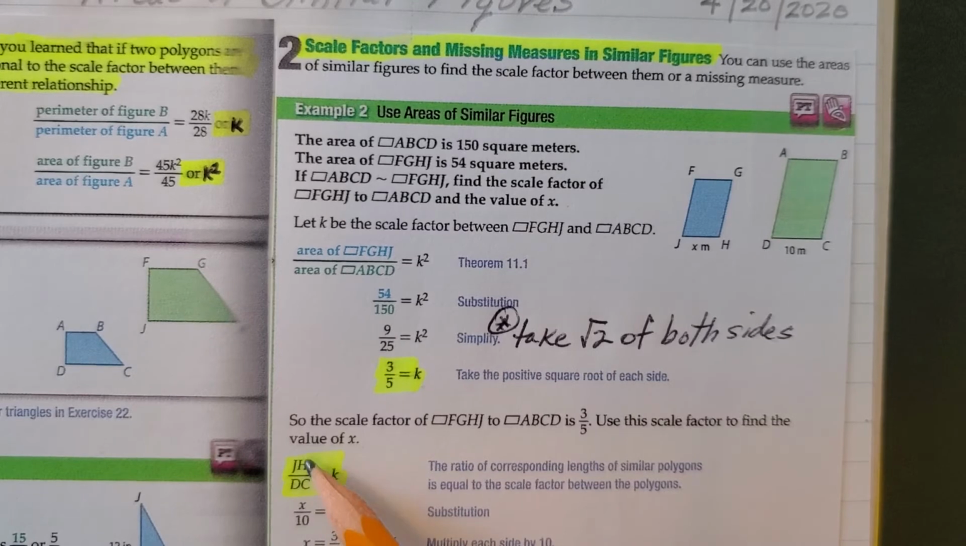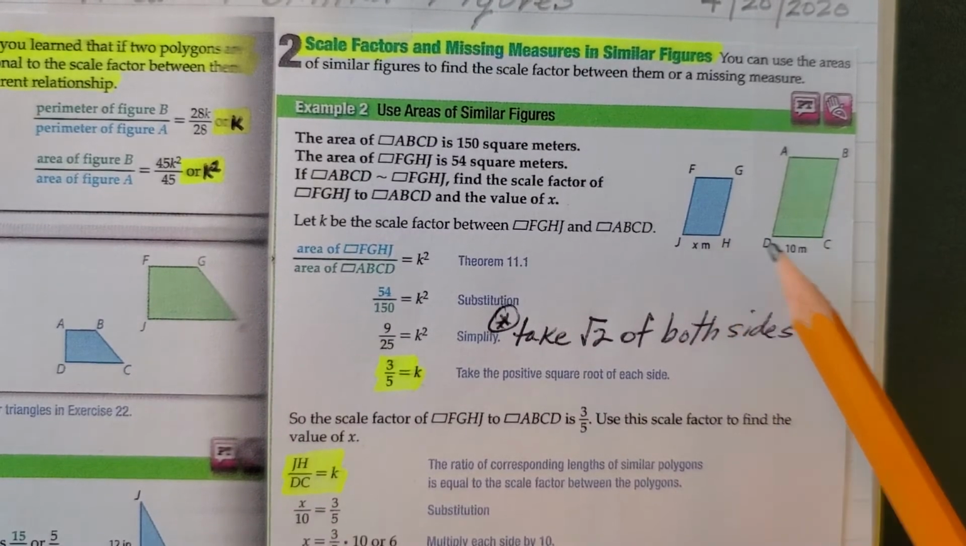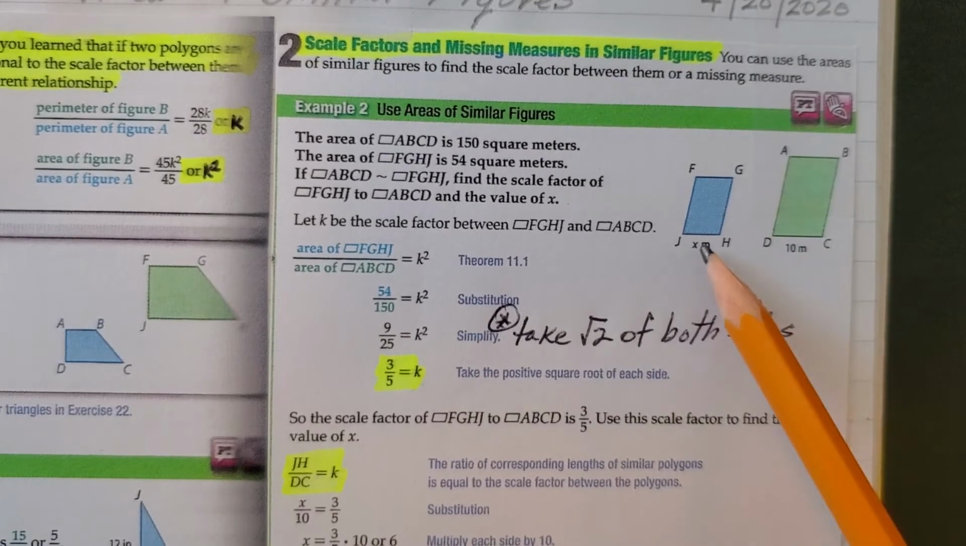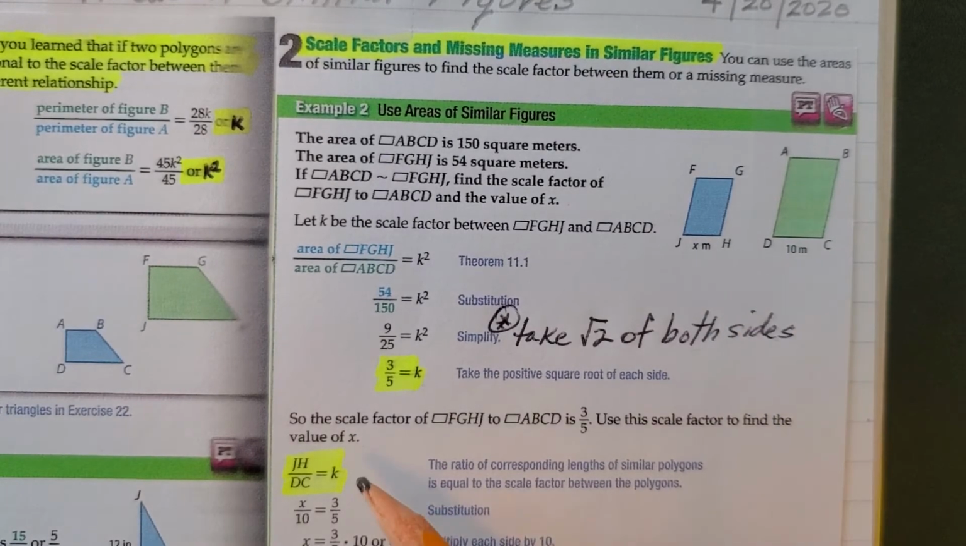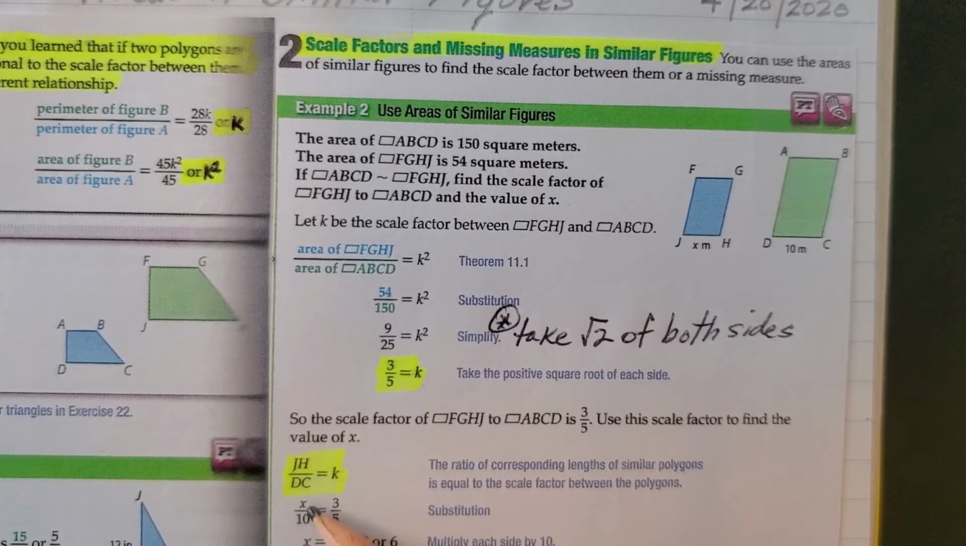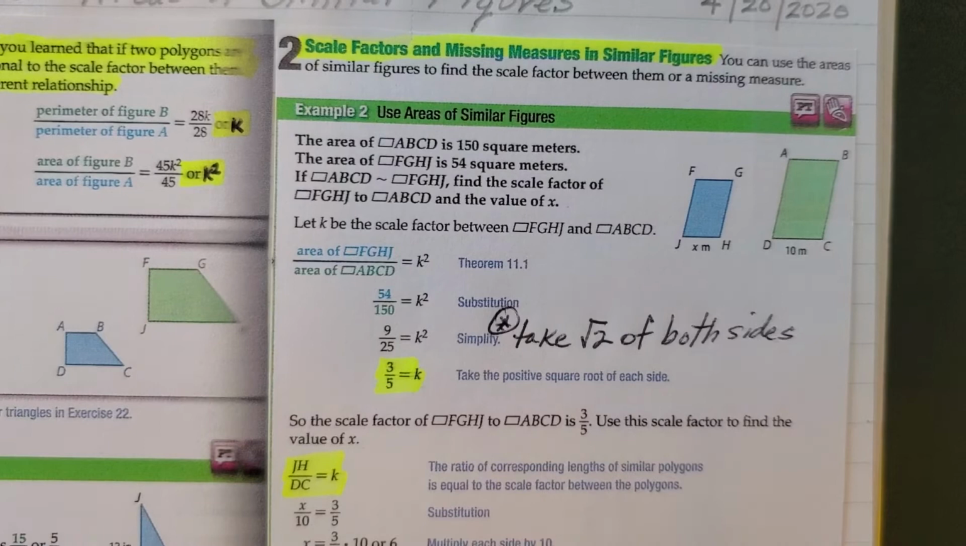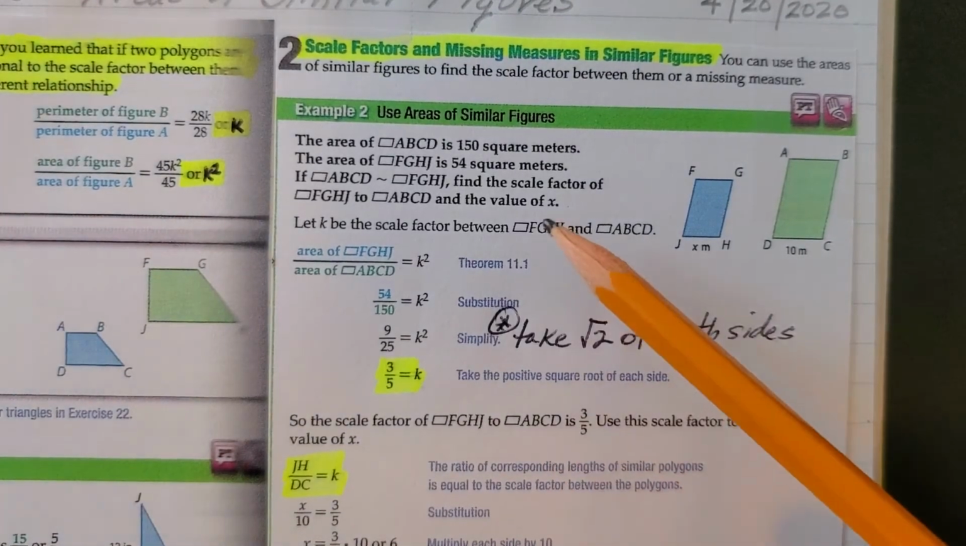You know that JH is x over DC, which is 10. So x over 10, which you want to be smaller than 1, is equal to 3 over 5, which is smaller than 1. Then you do the cross product, so 5x equals 30, divide by 5, and x equals 6. Or you take 3/5 times your 10, and you get 6. To confirm it, you all know that 6/10 equals 3/5. So that's how you work that type of problem.